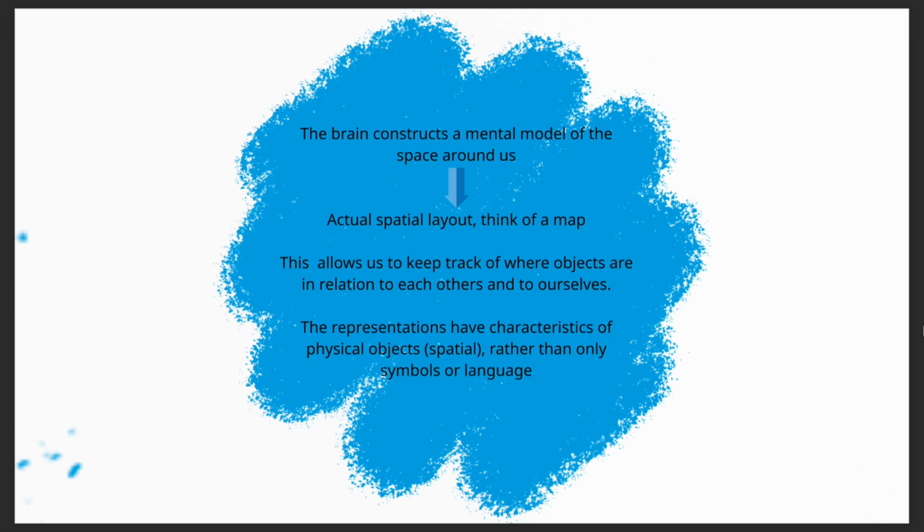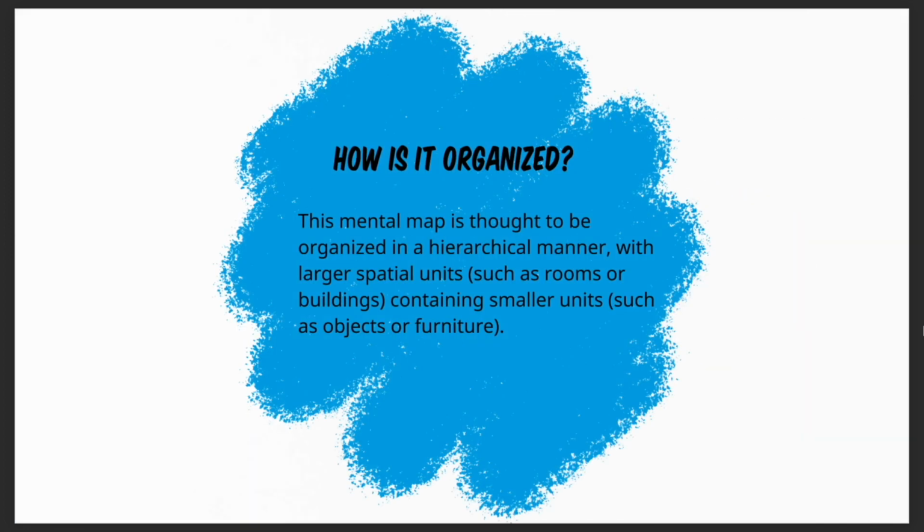The brain constructs a mental model of the space around us. Think of a map. This allows us to keep track of where objects are in relation to each other and to ourselves. The representations have characteristics of physical objects, such as spatial, rather than only symbols or language. How is it organized? This mental map is thought to be organized in a hierarchical manner, with larger spatial units, such as rooms or buildings, containing smaller units, such as objects or furniture, to put it into a metaphor that might be easier to understand.